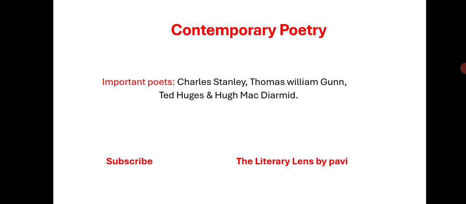Contemporary poetry. Contemporary poetry deals with strong imagery, free form, and simple and direct expression. It has inconsistent meter. It was controversial and has open-minded themes. Important contemporary poets are Charles Tomlinson, Thom Gunn, Ted Hughes, and Hugh MacDiarmid.